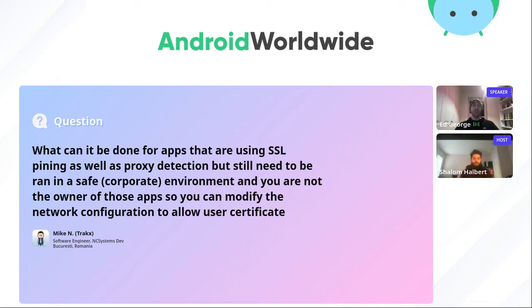What can be done for apps that are using SSL pinning as well as proxy detection, but still need to be run in a safe corporate environment? And you're not the owner of those apps, so you can't modify the network configuration to allow user certificates. Wow, there's quite a lot to unpick in that one. I'll be honest, I'm not really sure how to answer that one. Again, maybe I can look into that and get back to you.